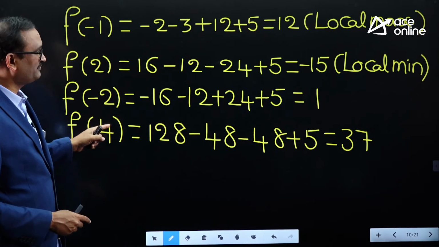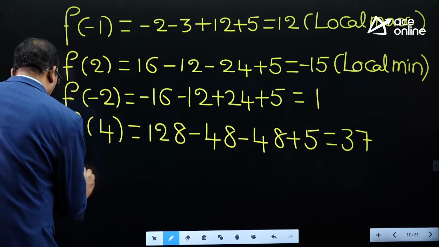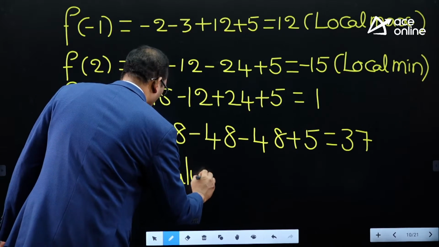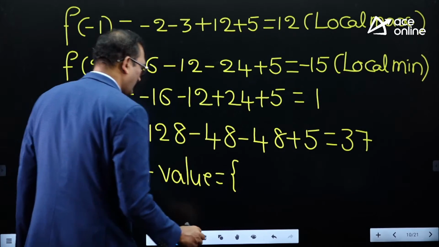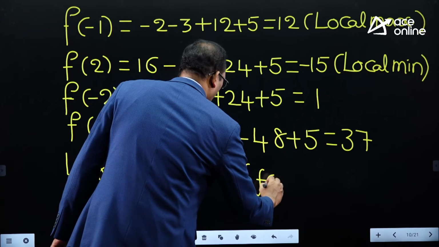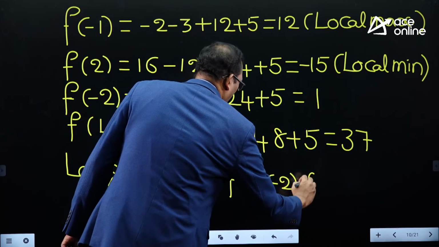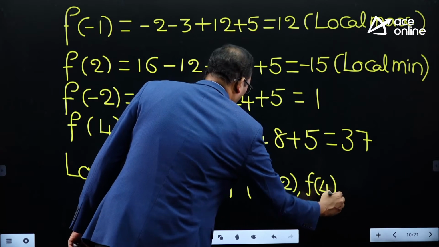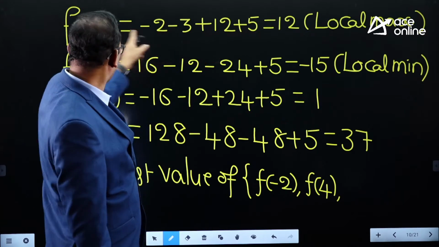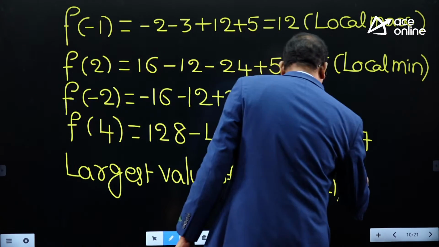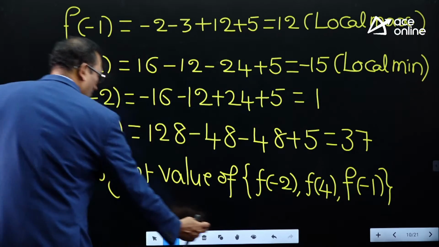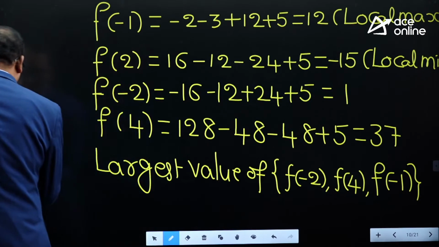Among all these, global maximum means what? It is the largest value among f of a, f of b, and all local maximum values. Here f of a is the value at one endpoint of the interval, and f of b is the value at the other endpoint. All local maximum values are f of minus 1 only. Among all these, the biggest value is the global maximum.